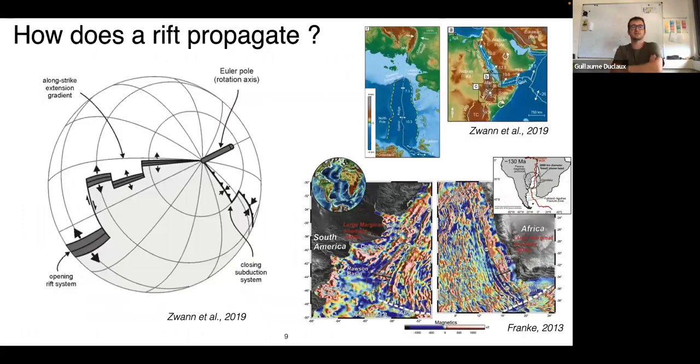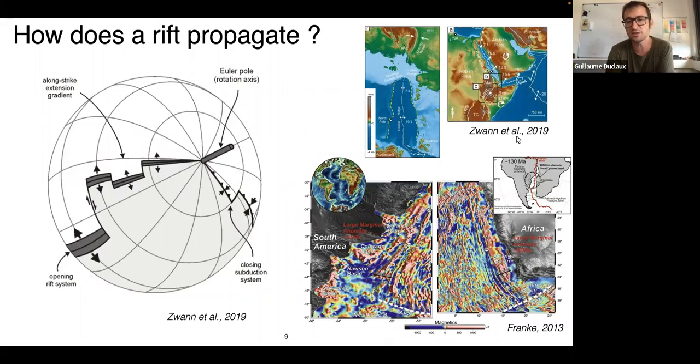So how does a rift propagate? Well, Earth is a sphere, and when you've got 2 plates which separate from each other, generally they rotate, they spread from an Euler pole, where you've got your rotation axis. Depending on where you are, if you're really close to the Euler pole, you're going to have very strong gradients in opening velocity, and if you're further away, you're going to have much faster velocities.